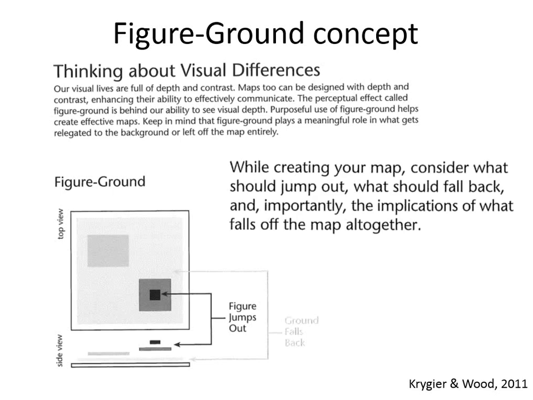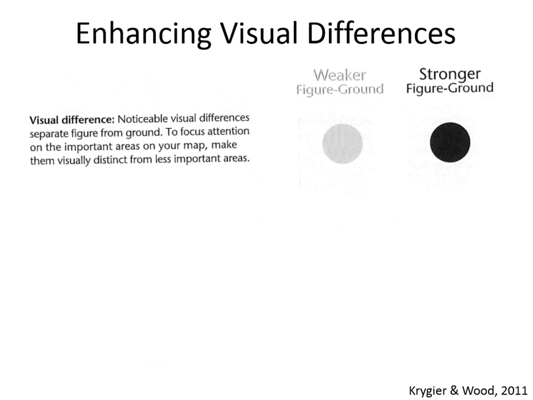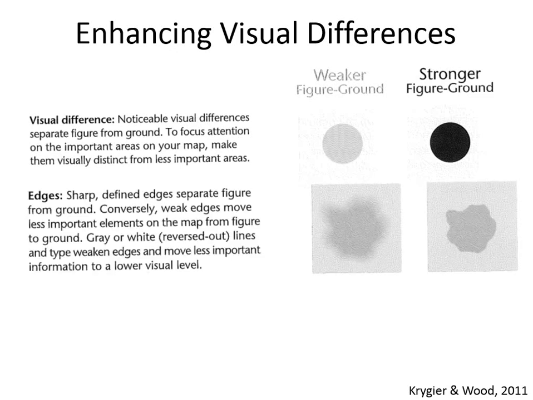And also maybe thinking about what should not even be on the map altogether. And so different ways of enhancing visual differences. If you have a very strong figure ground, well, that means that the figure is jumping out of your eyes and the ground is fading to the back. On the left here, where it's more of a shade of gray, this sort of weaker figure ground, it's really not as distinct. Edges are important.